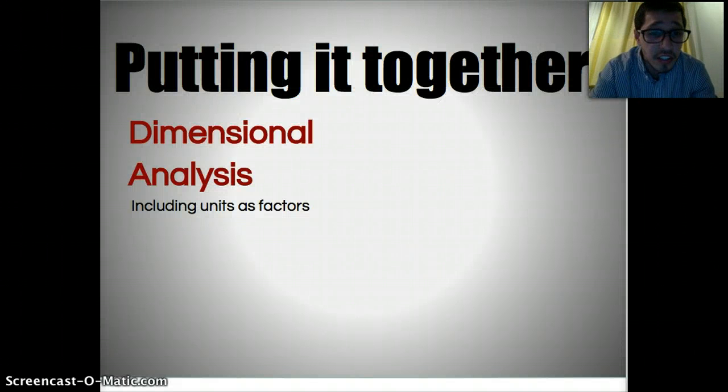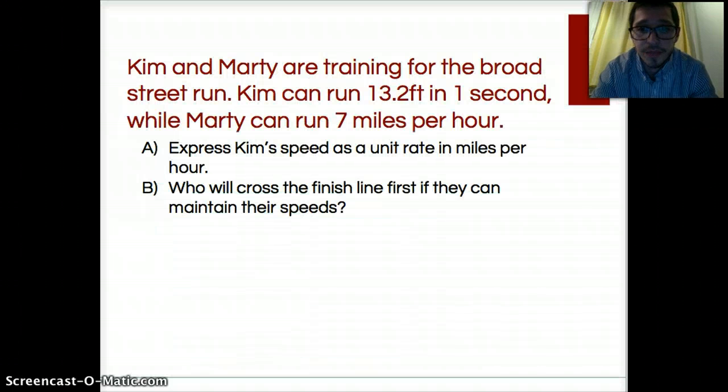So that was 6.2. 6.3 is kind of putting this all together, and that deals with dimensional analysis, including units as factors. Again, this is saying that you can almost treat them as numbers or variables that can be canceled out. So let's look at a problem.